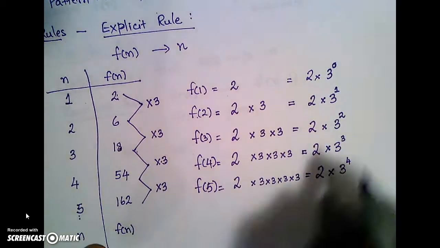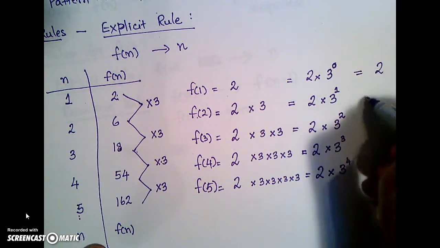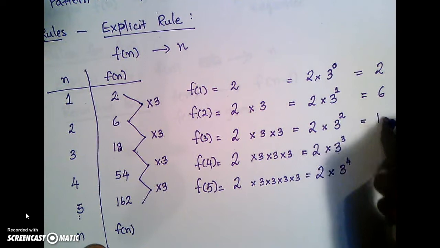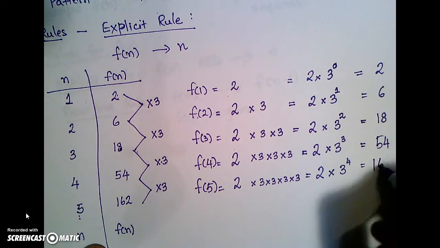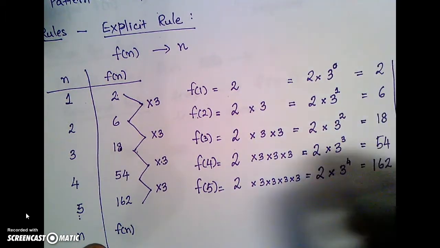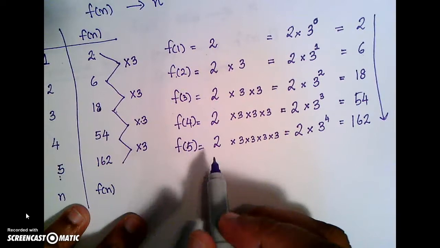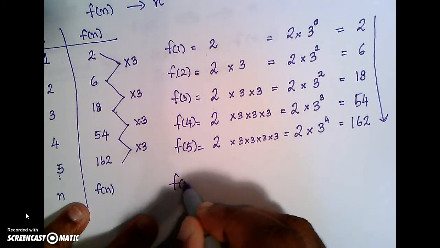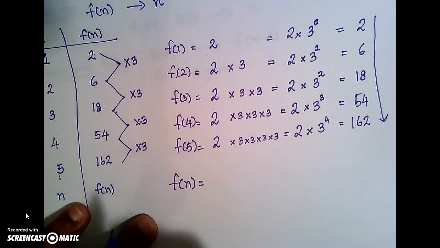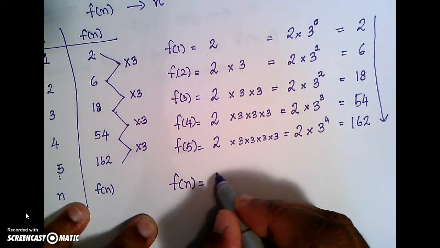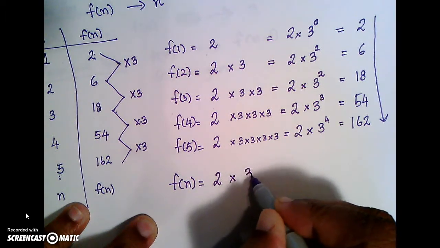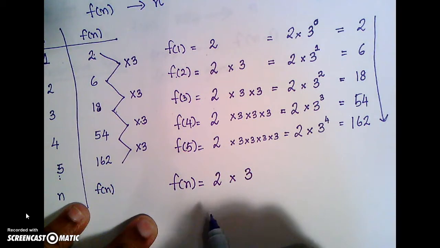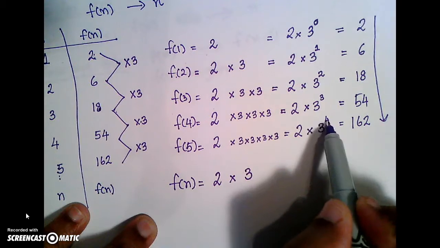So if I generalize this pattern, I get my 2, I get my 6, I get my 18, I get my 54, and I get my 162. So I got my sequence that I started with. All right. So if I generalize this pattern, what will it be for f of n? For f of n, I would have taken the first term and multiplied by a common ratio. What will be my exponent at that point?